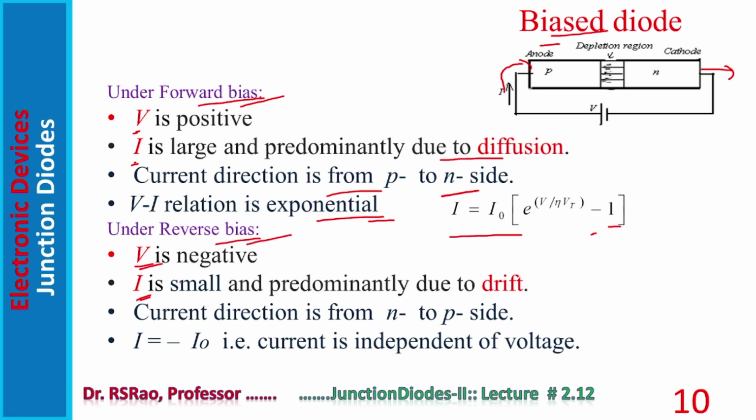And under reverse bias, V is negative in the equation. I is small, and it is predominantly due to drift. Current direction is from N to P side. In this case, I equals minus I naught. Current is independent of voltage. Notice, under forward bias, the current through the diode depends upon the applied voltage. Under reverse bias, I equals I naught, which is a constant. It is independent of voltage.